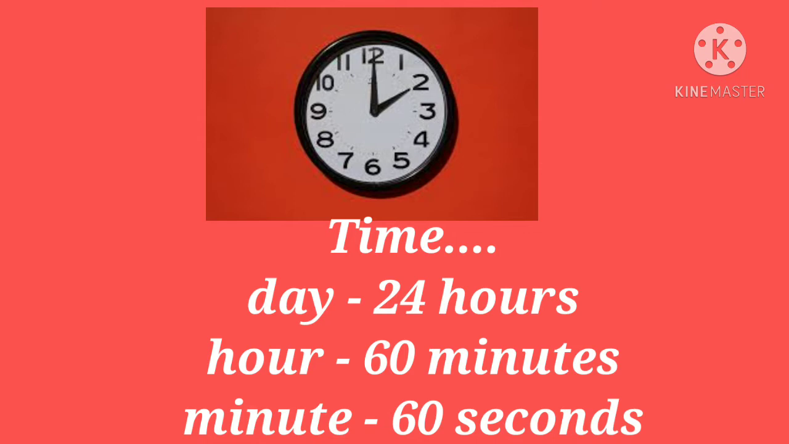Clocks have 12 numbers. They have a small hand to count the hours and a big hand to count the minutes. The hands keep moving from one number to the other. We tell the time using the numbers closest to the hands.